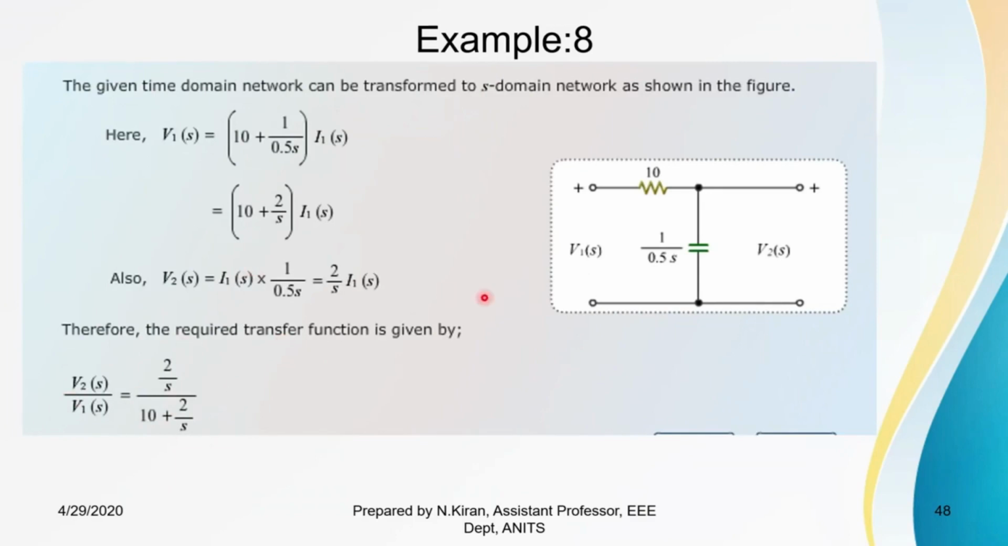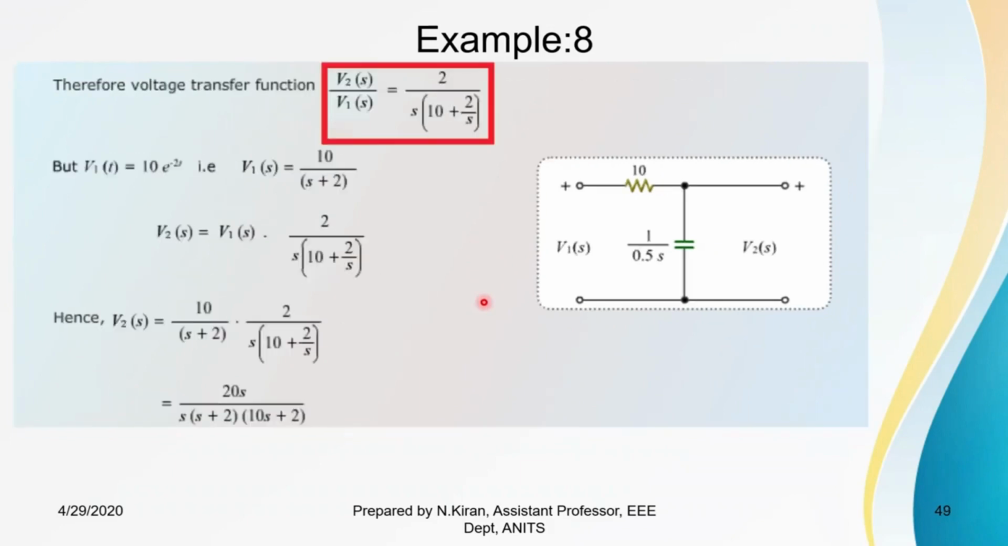So now he has also asked us to find the expression for V2 of t, given that V1 of t is equal to 10 e power minus 2t. So therefore from this, V1 of S will be 10 by S plus 2. So V2 of S from this expression will be V1 of S into this expression, where V1 of S is nothing but 10 by S plus 2. So on simplification, I got the expression for V2 of S.